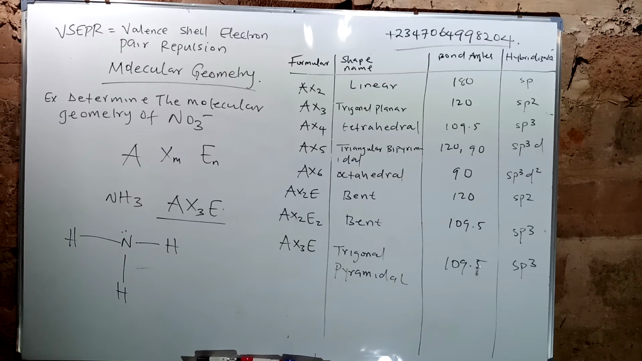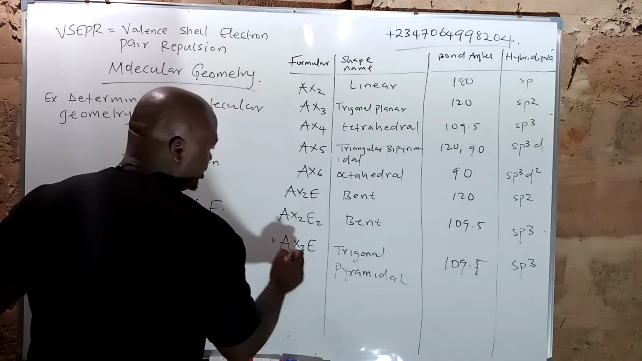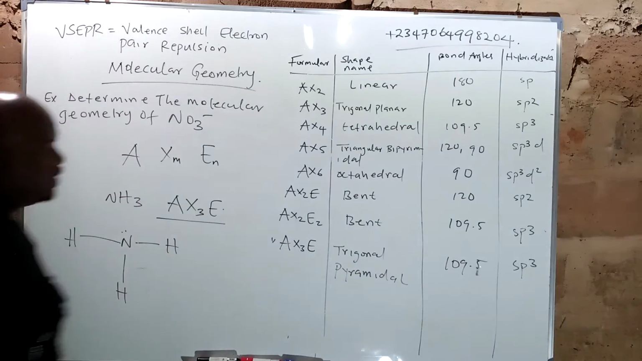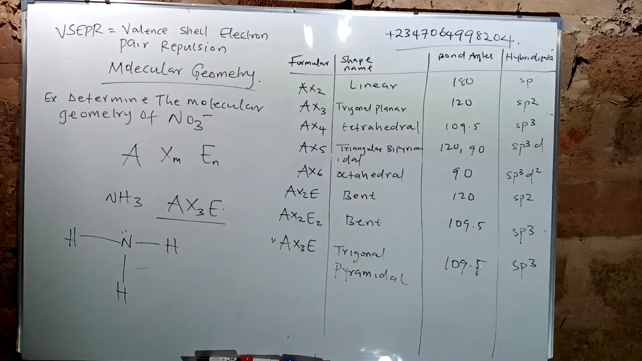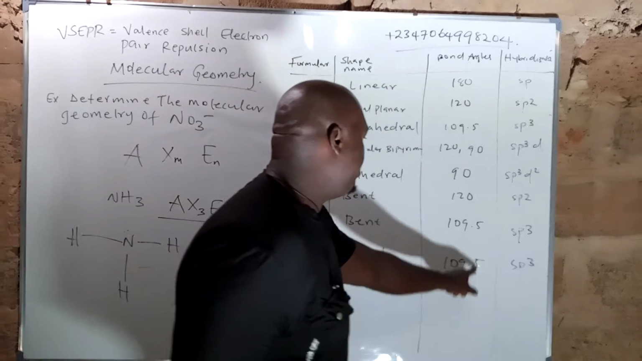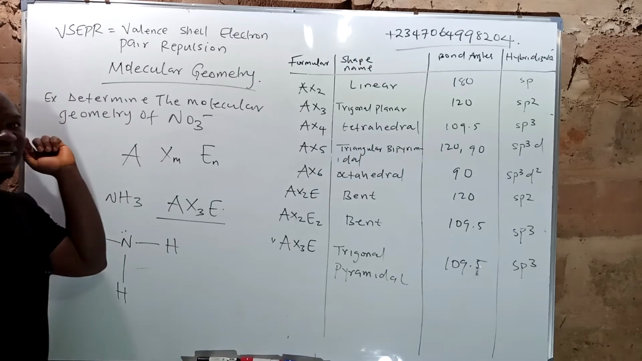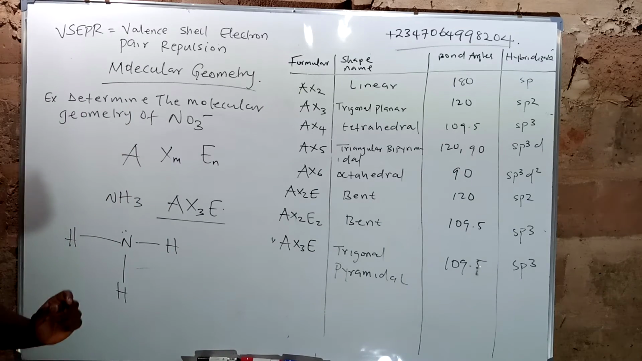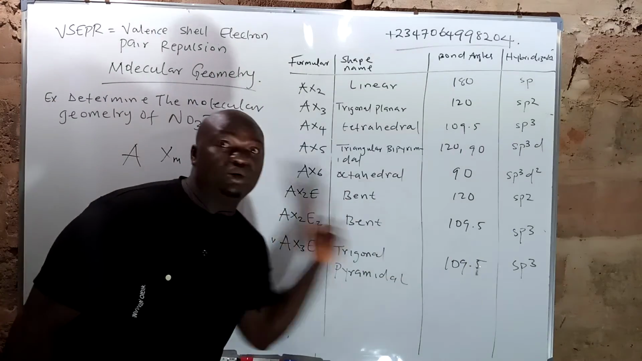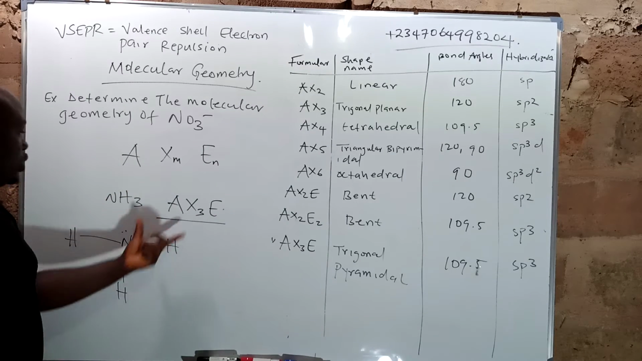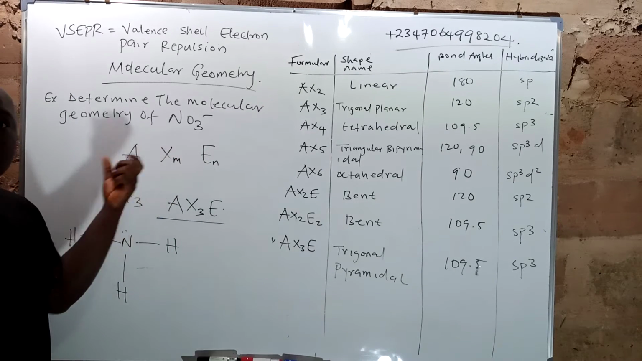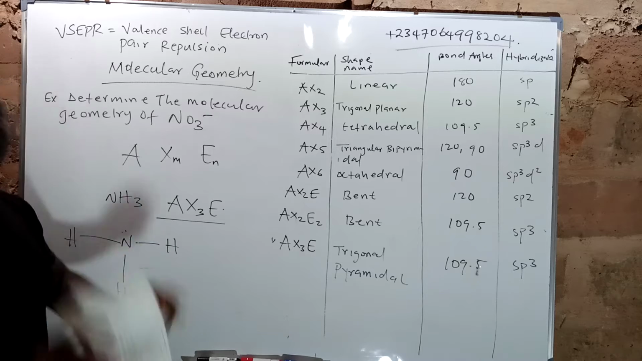So AX3E, of course, this is it here, and this is the trigonal pyramidal, and of course the bond angle is 109.5, and the hybridization is sp3. That's all. Can you see how easy this is? This is so easy. So once you commit this to memory, you can do your Lewis structure. You know what your AXE means. That is it. Life is easier.